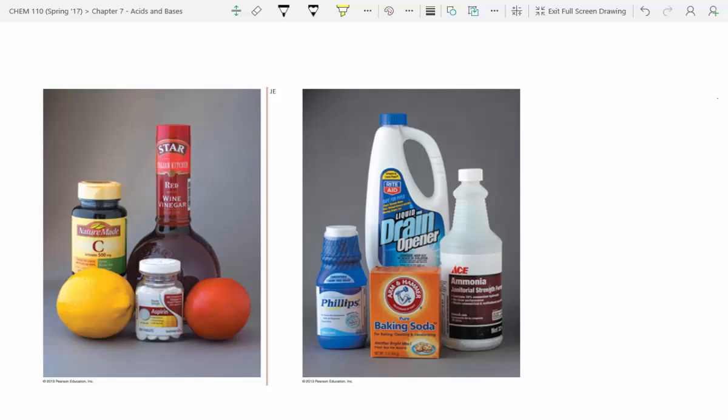So in the acid-base lab, it asks you about antacids. Those are all good bases. They're used to neutralize the acid in your stomach. So over here, we've got acids that are common, and over here, we've got bases. Pretty easy to identify the common ones. There are some, however, that aren't very easy to identify.